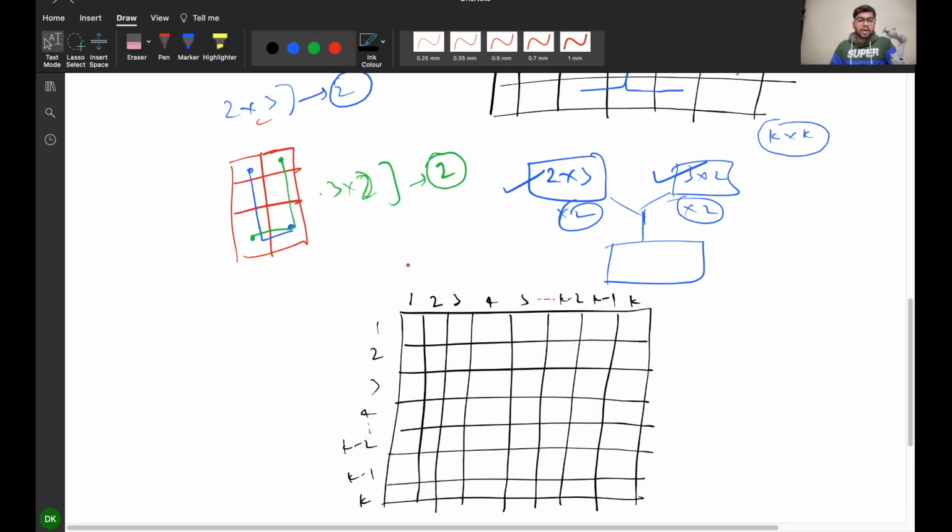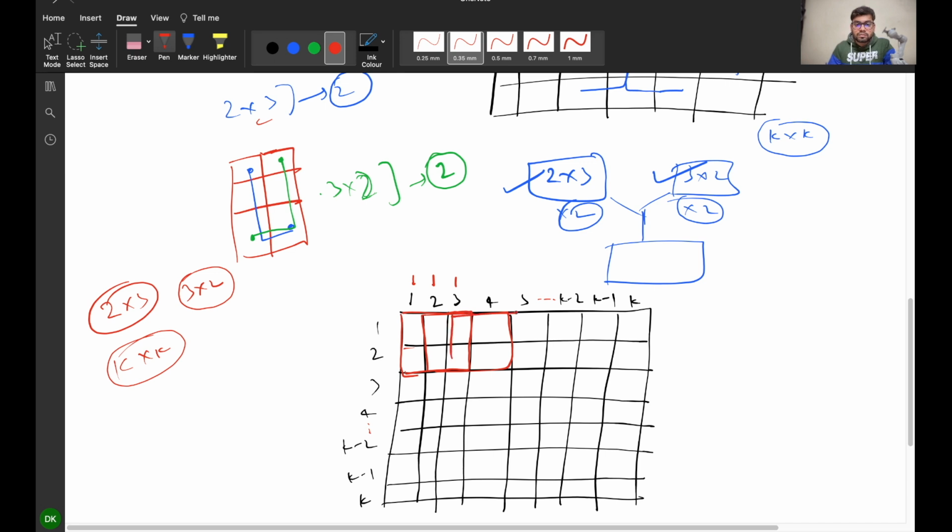Okay, now the question is, how can we calculate the total number of 2 by 3 or 3 by 2 matrices in the k by k matrix? I am just trying to create 2 by 3 matrices over the k by k matrix. For index 1, I can create a 2 by 3 matrix, also for 2, also for 3, and so on. While I am traversing the columns, when I reach the k minus 2 index, I just have to create my last 2 by 3 matrix. So how many 2 by 3 matrices can I create in a column? That is k minus 2.